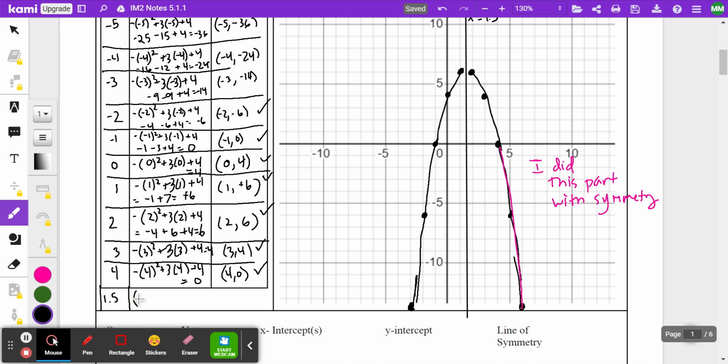So let me put that in. Negative 1.5 squared plus 3 times 1.5 minus 4. And I can't do that in my head, so I'm going to use a calculator. And when I plug that into my calculator, it comes out to 6.25. So the point (1.5, 6.25) is also on the graph.